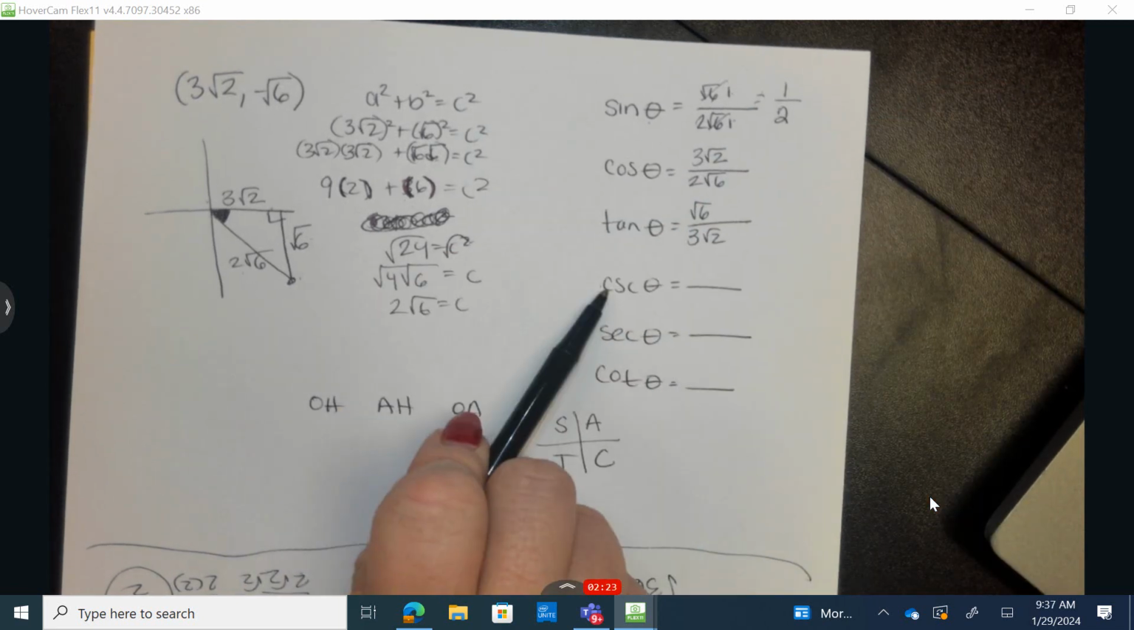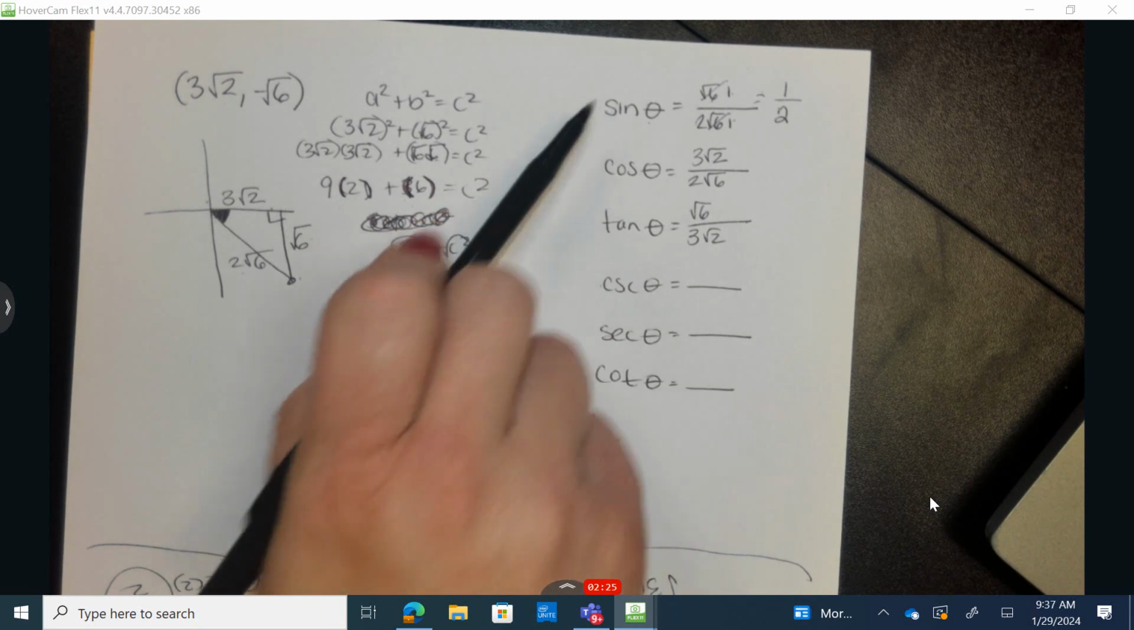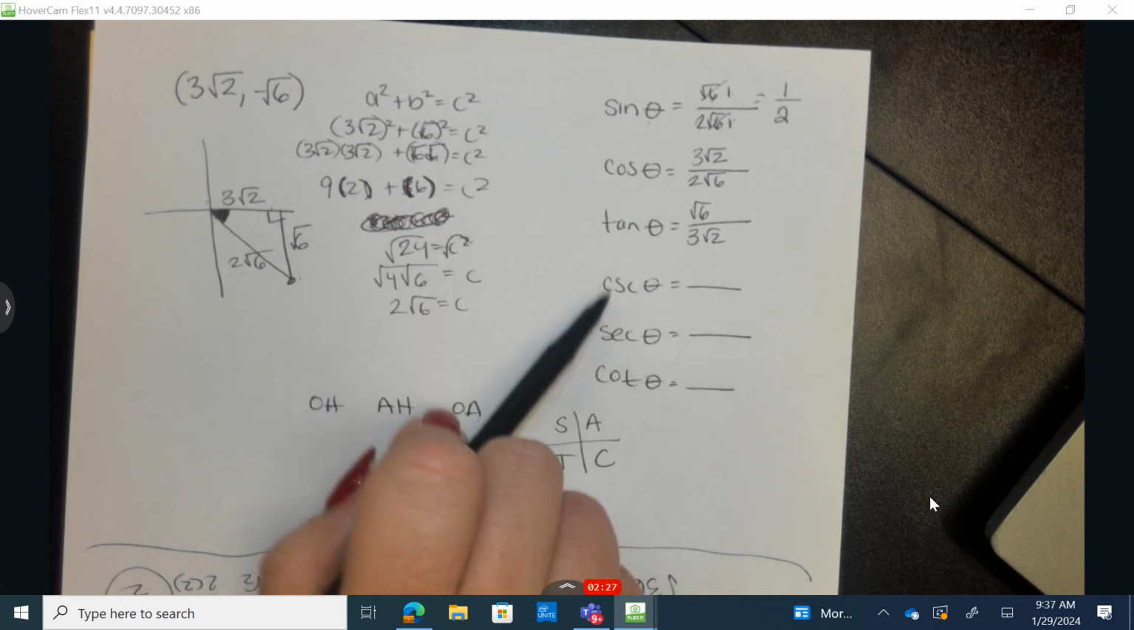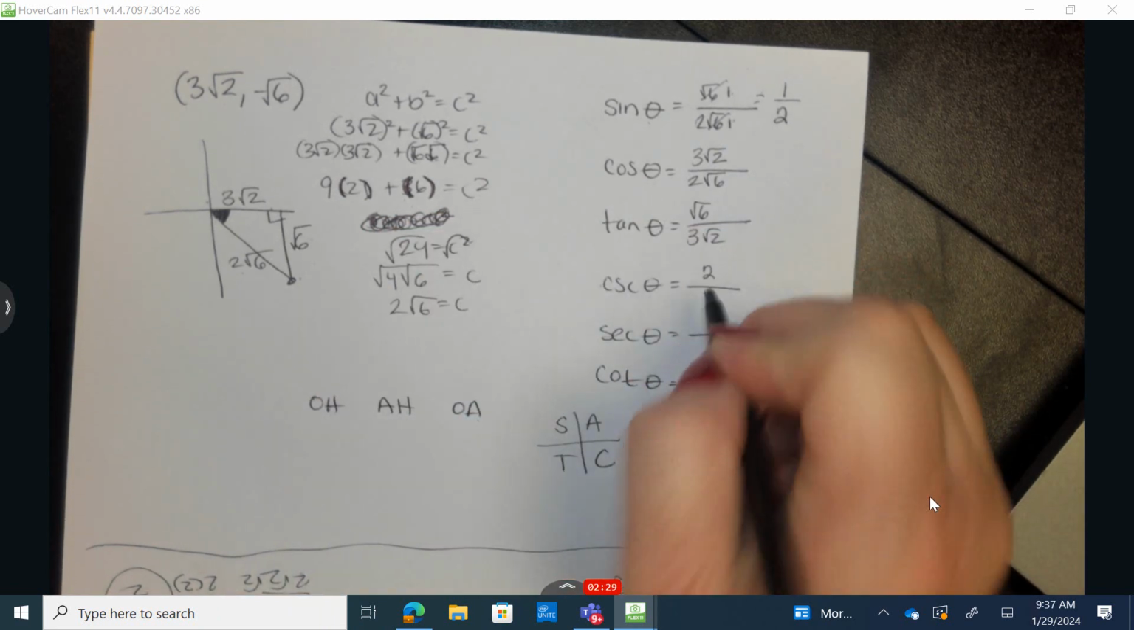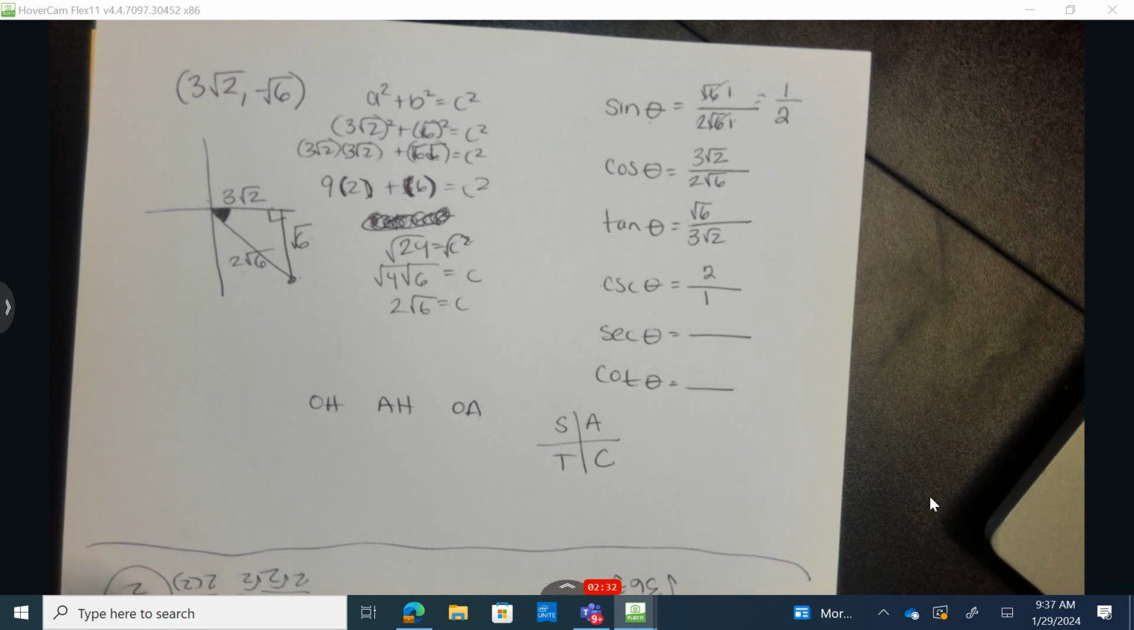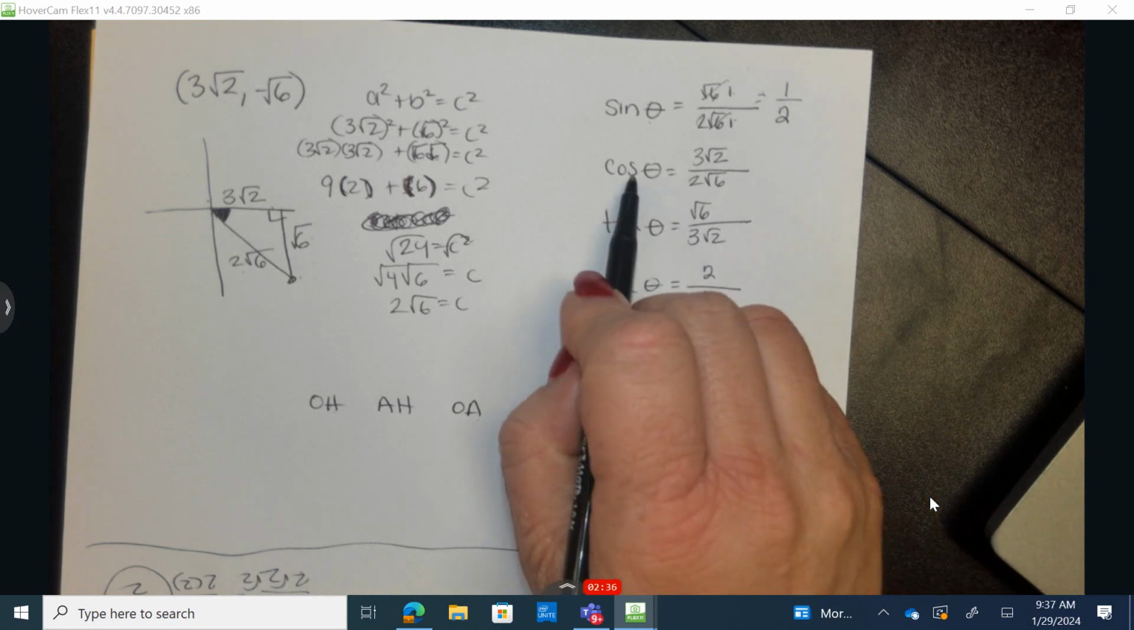And then now I can easily come down to the cosecant, which is the reciprocal of sine, and I'm going to take the reciprocal of it, which is just 2 over 1, or I'm going to flip that fraction. Again, at the very end, I'm going to determine the signs. All right, let's go to cosine.